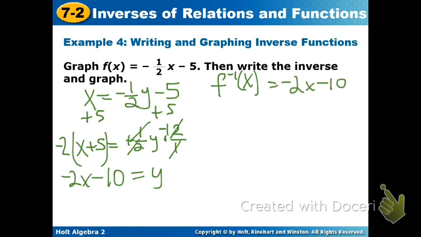All right, now you're going to go to your coordinate plane. You're going to graph. First thing I want you to do is put in the y equals x, your line of reflection, and then you're going to graph your original function, and you're going to graph the inverse.